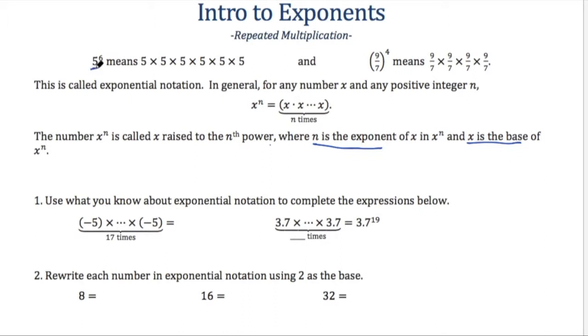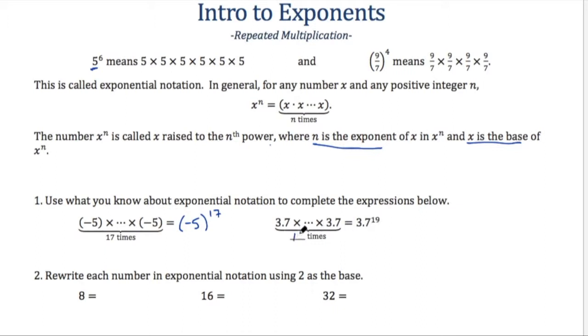Okay, so what can we do with negative 5 times negative 5 times on and on and on? This dot means it keeps going. Negative 5, 17 times, we could rewrite as negative 5 raised to the 17th power. And if we have 3.7 times 3.7 and so on, equal to 3.7 to the 19th power, that means we must have multiplied 3.7, 19 times.